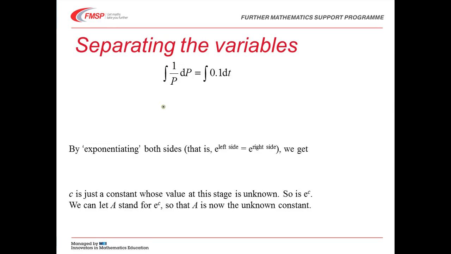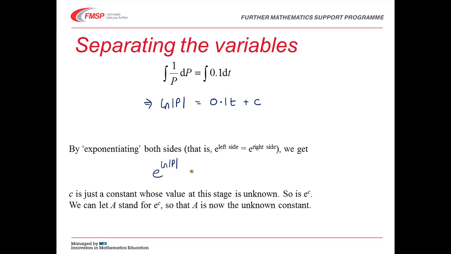The integral of 1 over p is log p with modulus signs, and the integral of 0.1 is 0.1t, and somewhere here I'm going to need a constant of integration. I'm going to put it on the side which doesn't have the p's, because in the end I want p equals. This type of differential equation is very common, so it's worth being confident about how to move on and tidy it up. If we put both sides to the power e, it is in the end going to make it simpler.